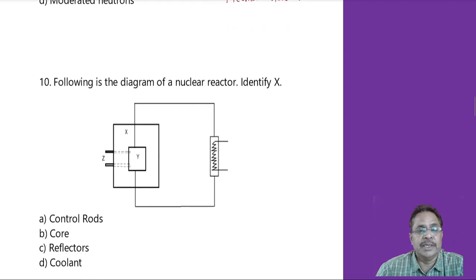Then question 10 is related to the prototype, where different components are shown. The following is the diagram of a nuclear reactor. Identify X. Here Y is the core, Z are the control rods, which can be inserted or pulled out, and X is a reflector, and the space ends outside this core and the shield. This is a shield here, and this is the heat exchanger.